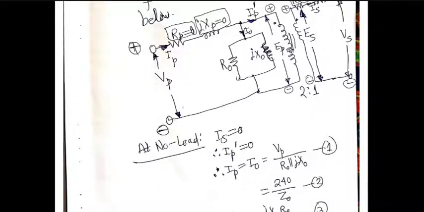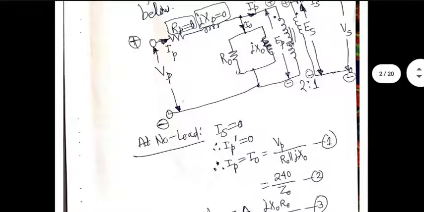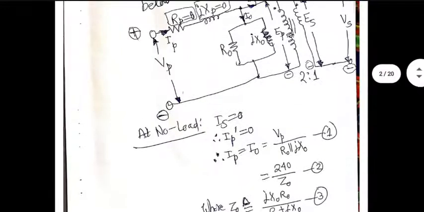And Vp is given as 240 volt. We will assume that it has 0 phase shift. We have to reference all the voltages and currents with respect to something. So let's assume that Vp has 0 degree phase shift. Everything else is having phase shift with reference to Vp. And Z0 is simply jX0 into R0 divided by R0 plus jX0, right? Parallel combination of the two impedances.